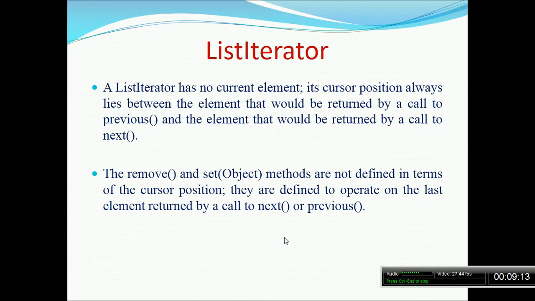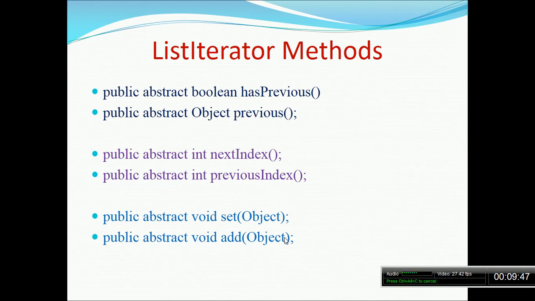The remove and set methods are not defined in terms of the cursor position. They are defined to operate on the last element returned by a call to next or previous. Again, it is not pointing to an element, so the remove and set methods do not work on the cursor position. They operate on the last element that was returned by the next or previous call. Now these are some of the methods in the ListIterator.